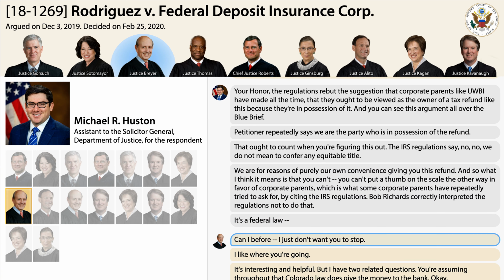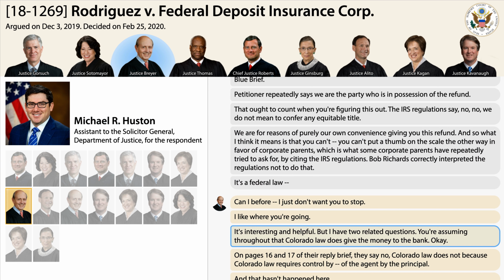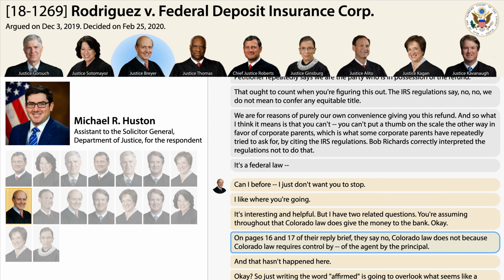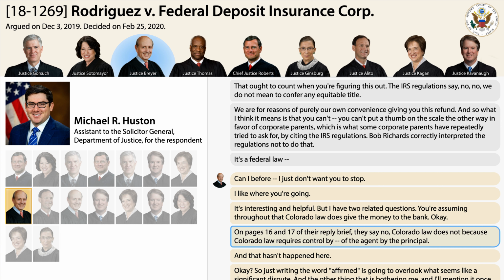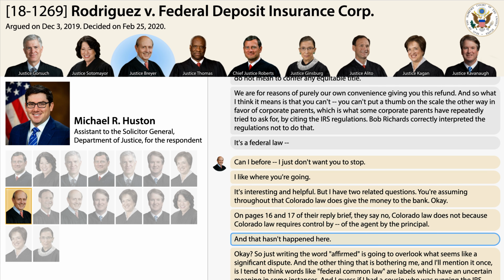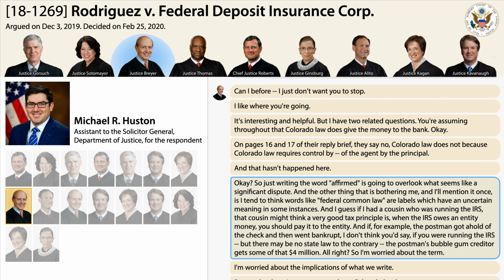I just don't want you to stop. I like where you're going. It's interesting and helpful. But I have two related questions. You are assuming throughout that Colorado law does give the money to the bank. Okay, on pages 16 and 17 of their reply brief, they say no. Colorado law does not, because Colorado law requires control of the agent by the principal. And that hasn't happened here. Okay? So just writing the word affirmed is going to overlook what seems like a significant dispute.